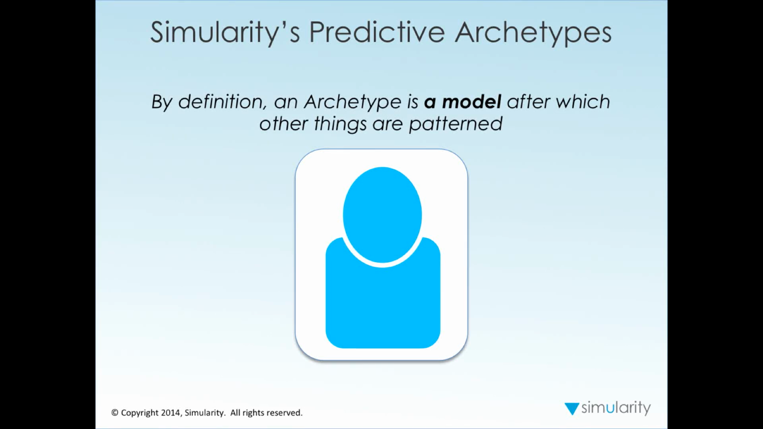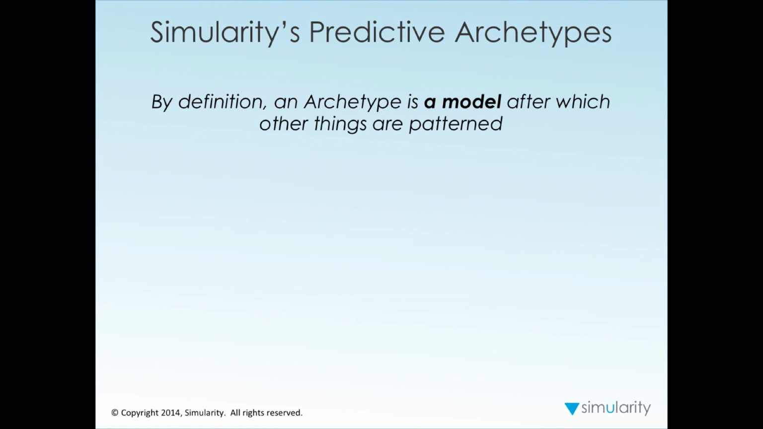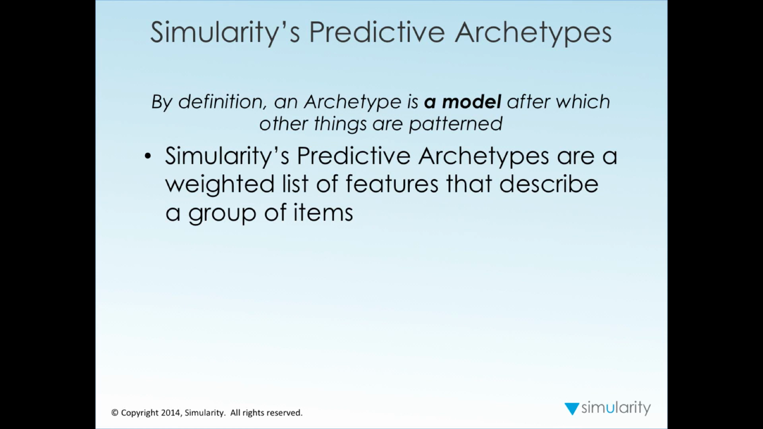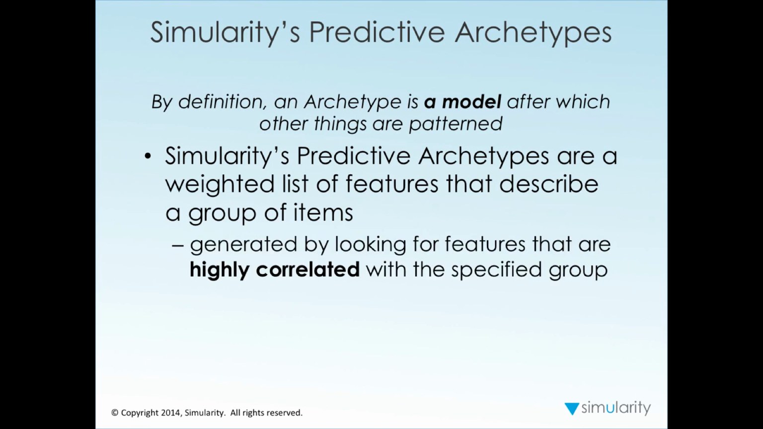Simularity's predictive archetypes. By definition, an archetype is a model after which other things are patterned. And this is how we use that description of archetype for Simularity. Our predictive archetypes are a weighted list of features that describe a group of items. So that weighted list of features is the model, and it's generated by looking for features that are highly correlated with the specified group.